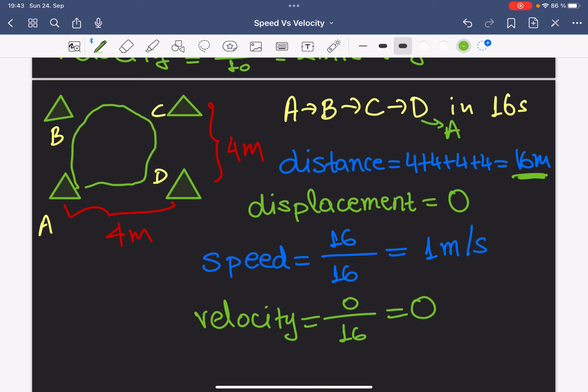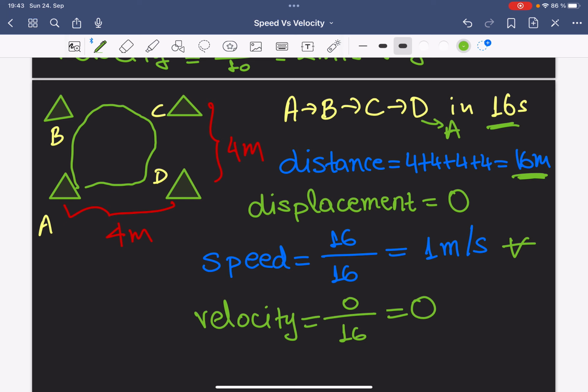And if this movement was completed within 16 seconds, it means that its speed is going to be 16 over 16. That gives us 1 meter per second. Now, what about the velocity? For the velocity, we only care about displacement.